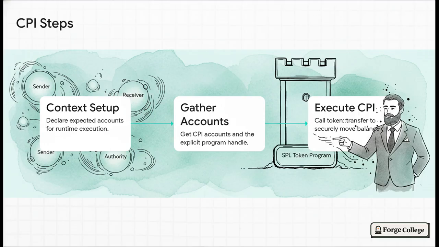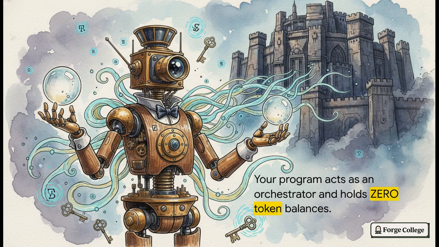Honestly, think of your custom program here as a bossy middle manager. It's an orchestrator. It securely borrows the SPL token program, delegates all the heavy lifting of enforcing rules and moving balances, and then just reports back that the job is done. I want this concept to be crystal clear, which is why it's literally the only thing on the screen right now. Your program is an orchestrator.